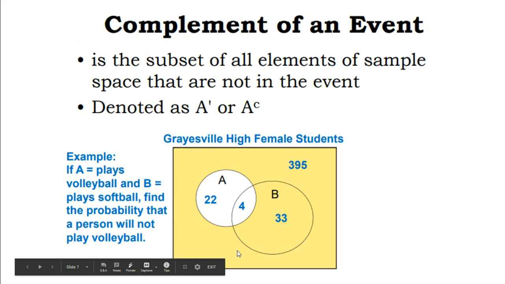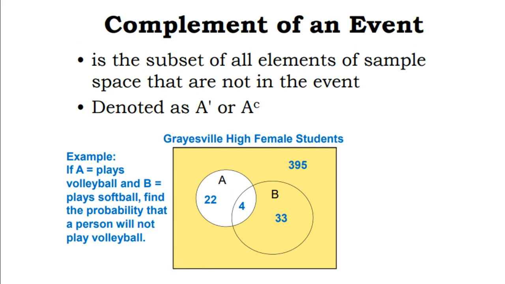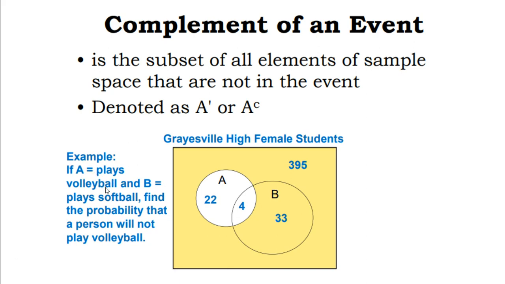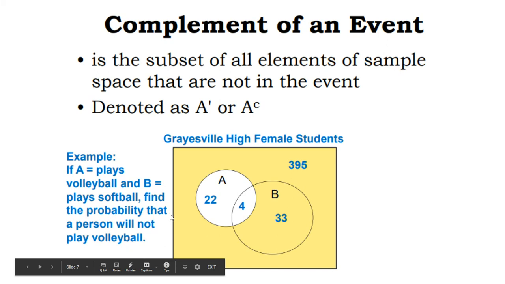Okay. Awesome. Now, we're going to talk about a visual complement, because I feel like this is something I haven't shown you guys. A complement is the subset of all of the events that are not in the event. So for example, I have A prime or A C. These are female high school students. Set A is plays volleyball and set B is plays softball. Find the probability that the person will not play volleyball.